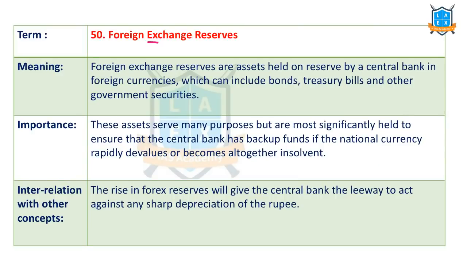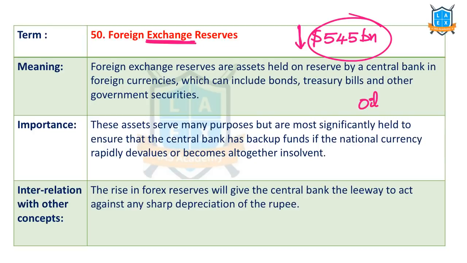Next important term is foreign exchange reserves. So recently what has happened? Forex reserves have increased. In spite of less trade, forex reserves have reached the highest level, $445 billion. So why? Because our oil imports reduced. That means imports reduced, of course exports also reduced. But the reduction in imports is more. Because of that, the forex reserves have accumulated with the central bank, that is RBI.